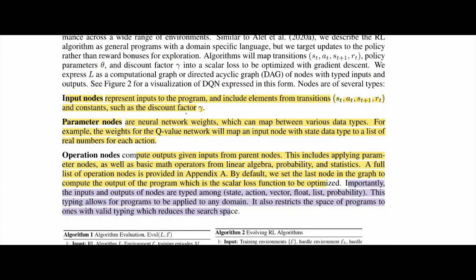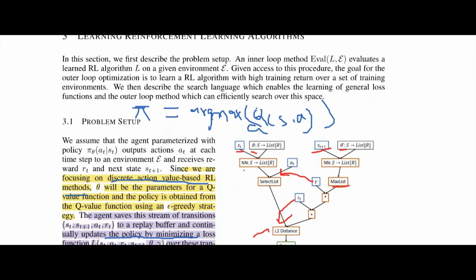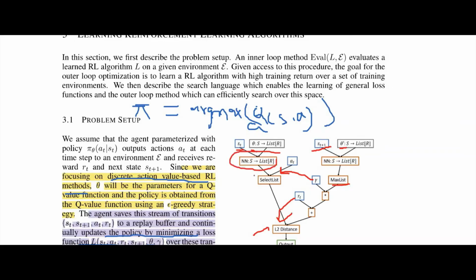All right. And the parameter nodes are neural network weights which can map between various data types. So the parameter nodes could be, for example, the weights of the Q value network, which map state to real numbers for each action. Basically, it maps Q of S comma A, taking in a state and giving a value for each action. And you can see these parameter nodes here, this NN node.